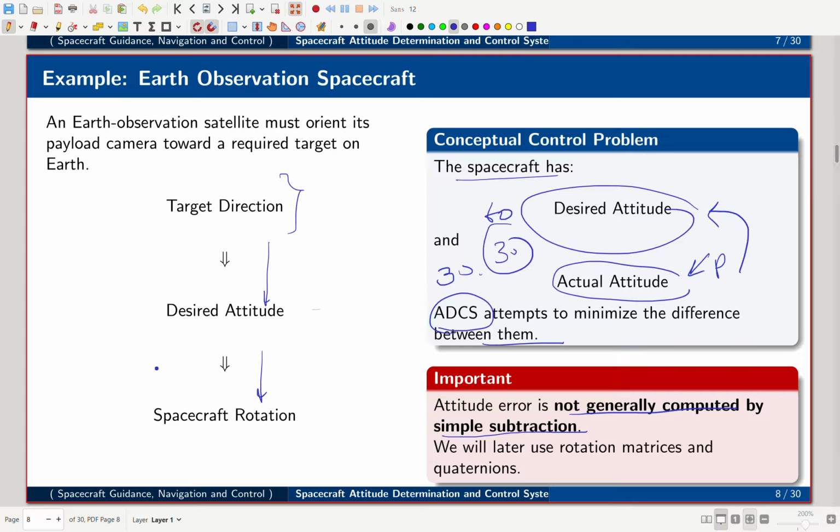Like let us say position, let us say 2 meters, and we want 5 meters. So we just simply do subtraction, right? But here we will not do subtraction. Here we will apply some other way. We will use rotational matrices and quaternions, right. These are the methods to apply to find out the attitude error.